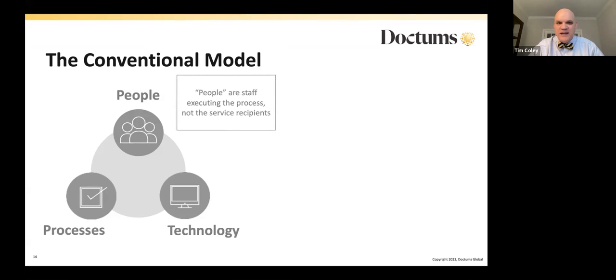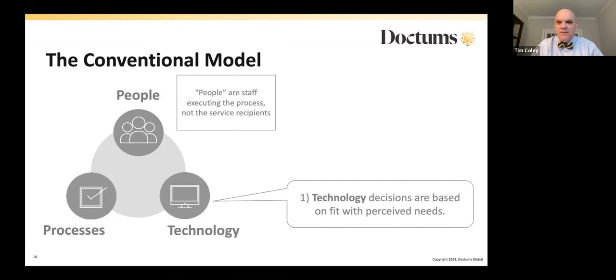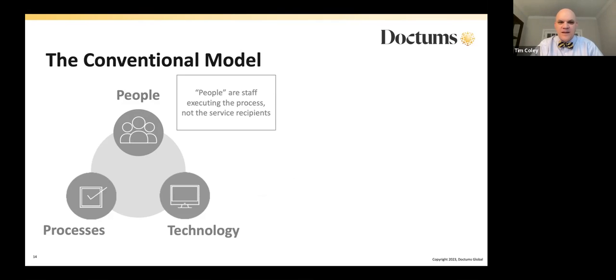Oftentimes when we use this model, the people are really the staff who are executing the process, the service providers, not the service recipients. That's typically who we're thinking about, in my experience. Then we think about technology decisions based on those perceived needs, and we might not have the full understanding, but we're moving ahead with technology. A lot of CIOs say, yeah, that's how we've done it, and we want to break out of that mold. It's interesting that technology is driving this many times.